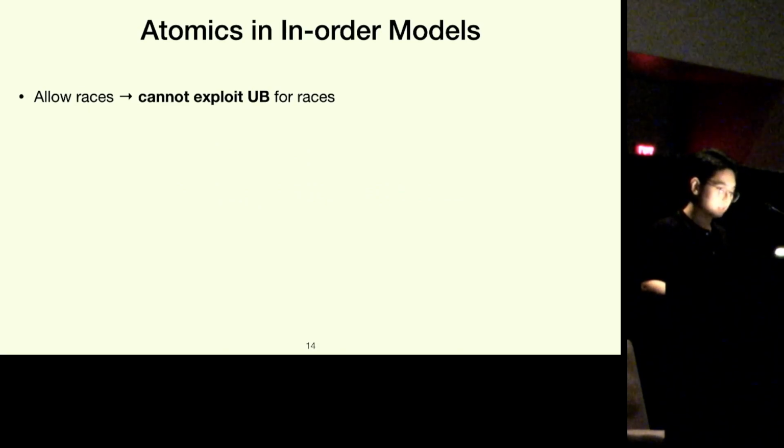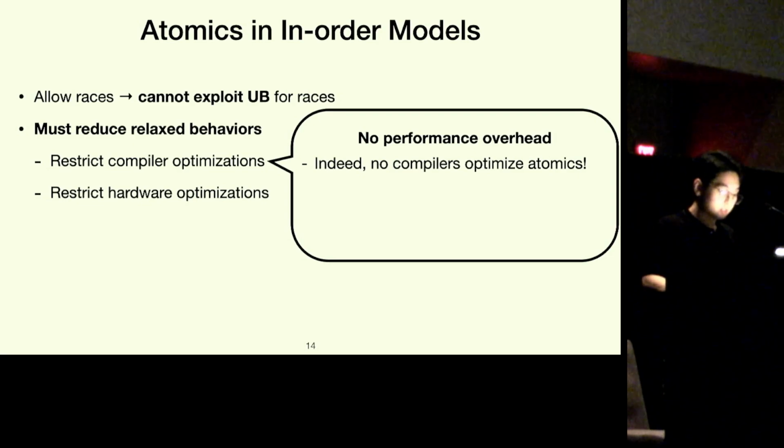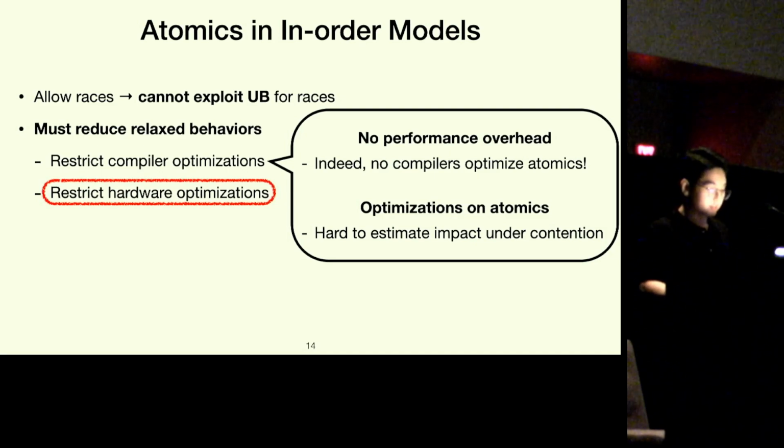Unlike non-atomics, data races are allowed for atomic accesses. Therefore, we cannot exploit undefined behavior for modeling relaxed behaviors due to reorderings. Instead, we must reduce relaxed behaviors by restricting optimizations performed by compilers or hardware. First, we do not need to restrict any compiler optimization because no compiler optimizes atomics. The reason is that it is hard to estimate the performance impact of optimizing atomic accesses under contention. Now, I will discuss the restriction on hardware optimizations in the rest of this talk.